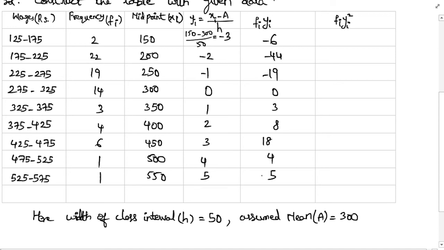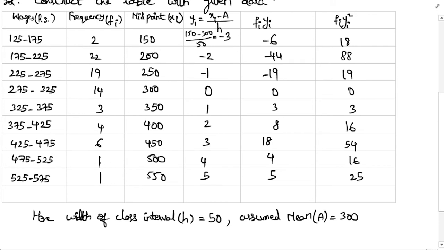Then now we'll do Fiyi square. So here it will be equal to 2 into, what is yi square? This will be 9, right? 3 3s are 9. So 9 2s are, this will be 18. And similarly for the others it will be 88. This will be 19. This will be 0. This will be 3. Then 16, 54, 16 and 25.